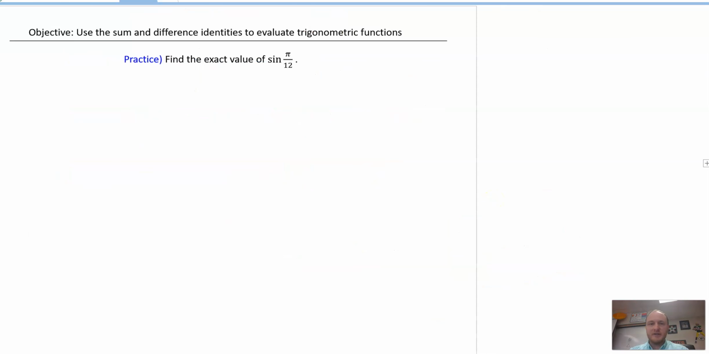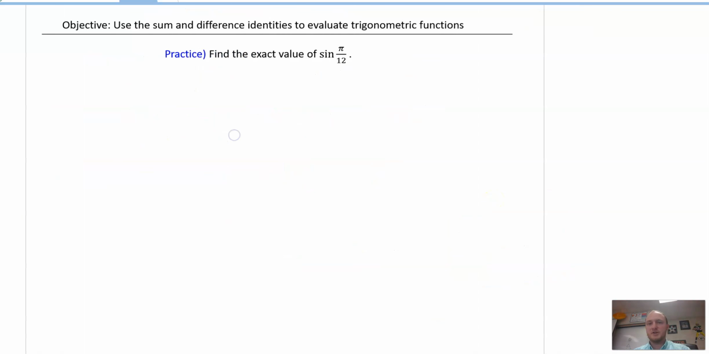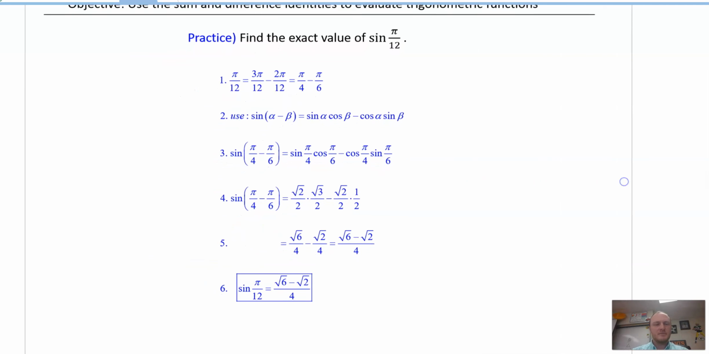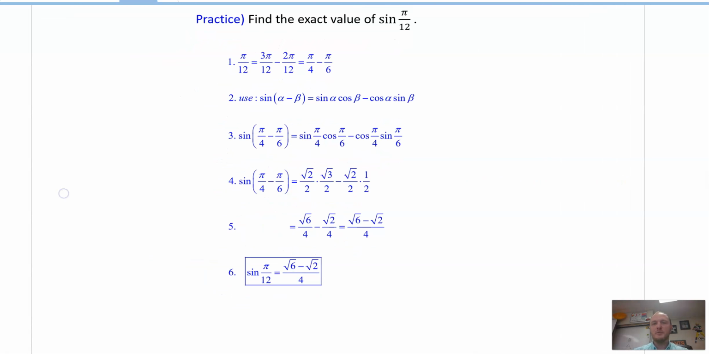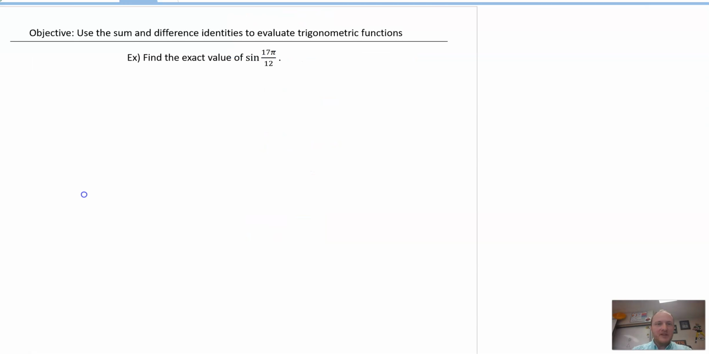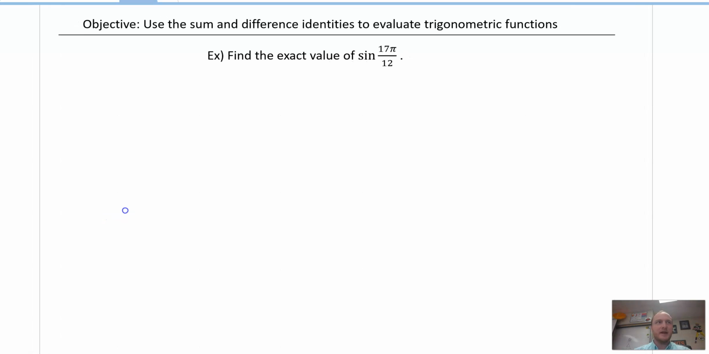All right, here is a practice problem. Please go ahead and solve this one. Okay, hopefully you've paused it. Here is the solution. So you have pi twelfths is equal to 3 pi over 12 minus 2 pi over 12. You could also, again, use 4 pi over 12 minus 3 pi over 12, which would be pi thirds minus pi fourths. You could do that as well. But you should get the same answer. So root 6 minus root 2 over 4.